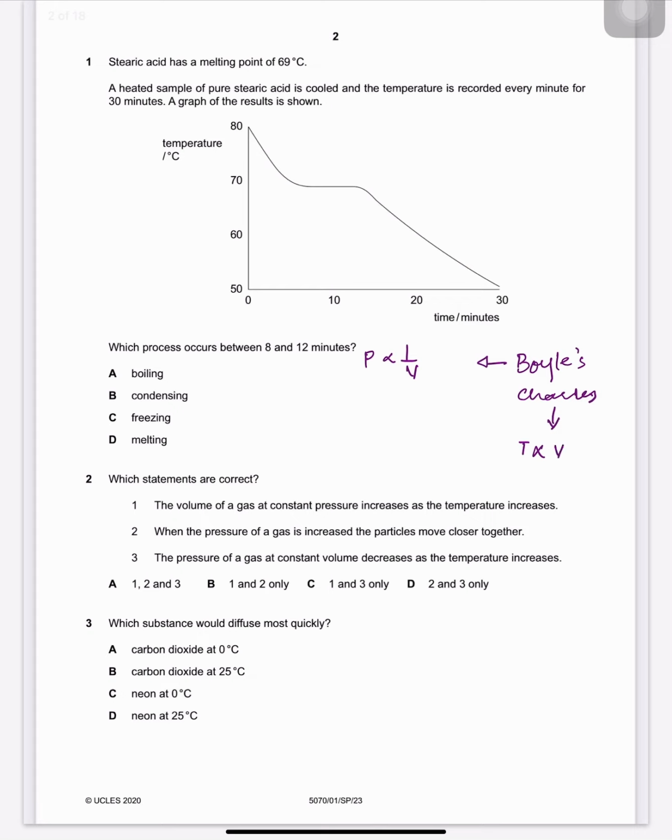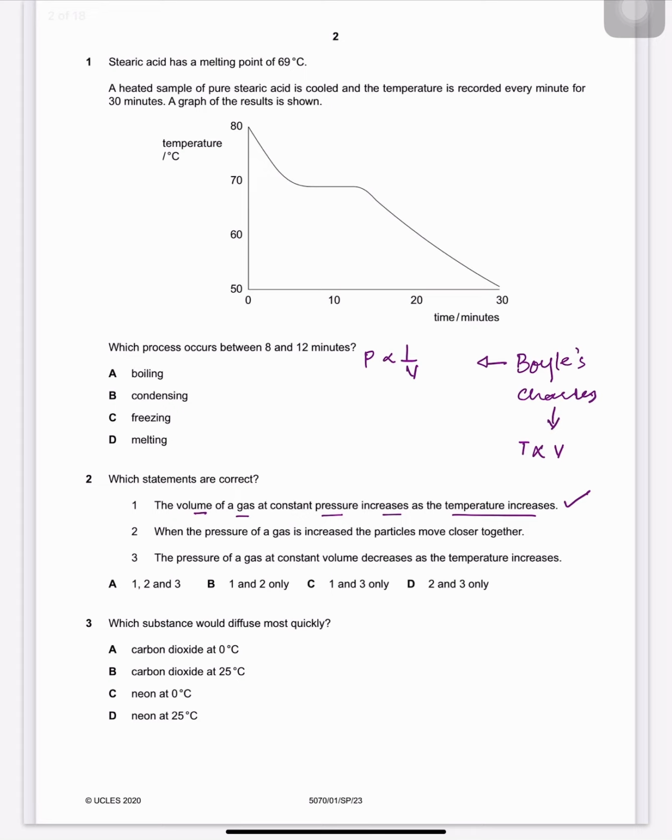If we increase the temperature, kinetic energy of the particles will increase. Particles will hit each other more frequently. They will occupy the area available. As a result, by increasing the temperature, volume will increase. By decreasing the temperature, volume will decrease. Okay, let's read the statements now. The volume of a gas at a constant pressure increases as temperature increases. Yes, this is correct according to Charles' law.